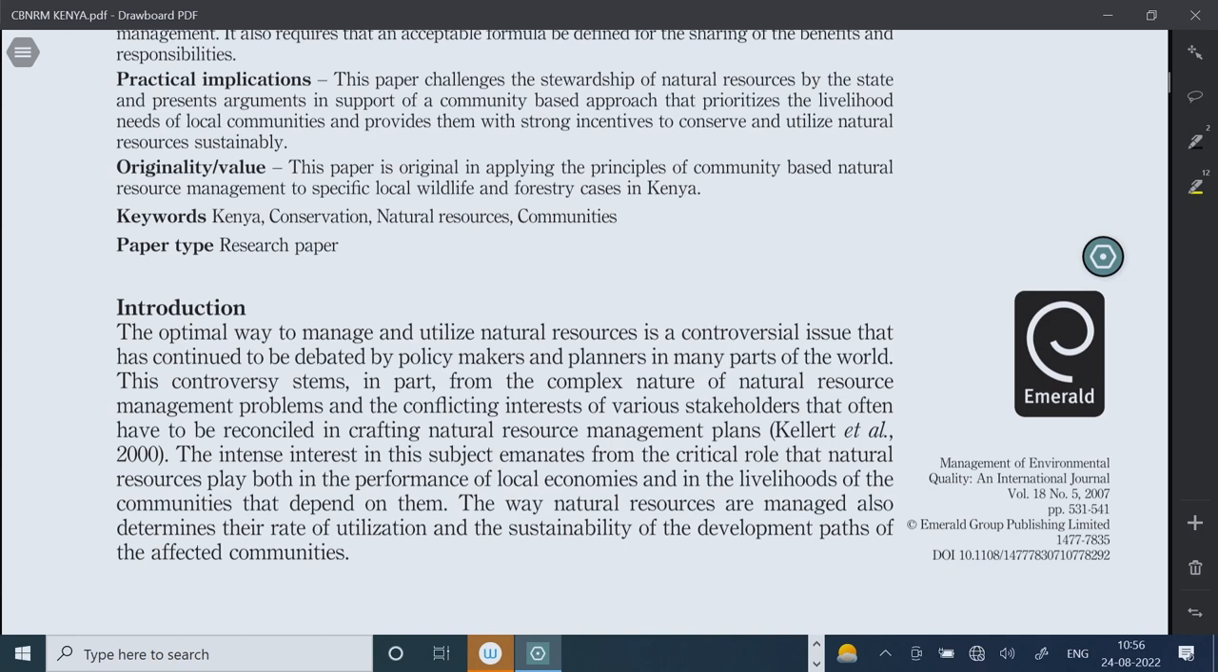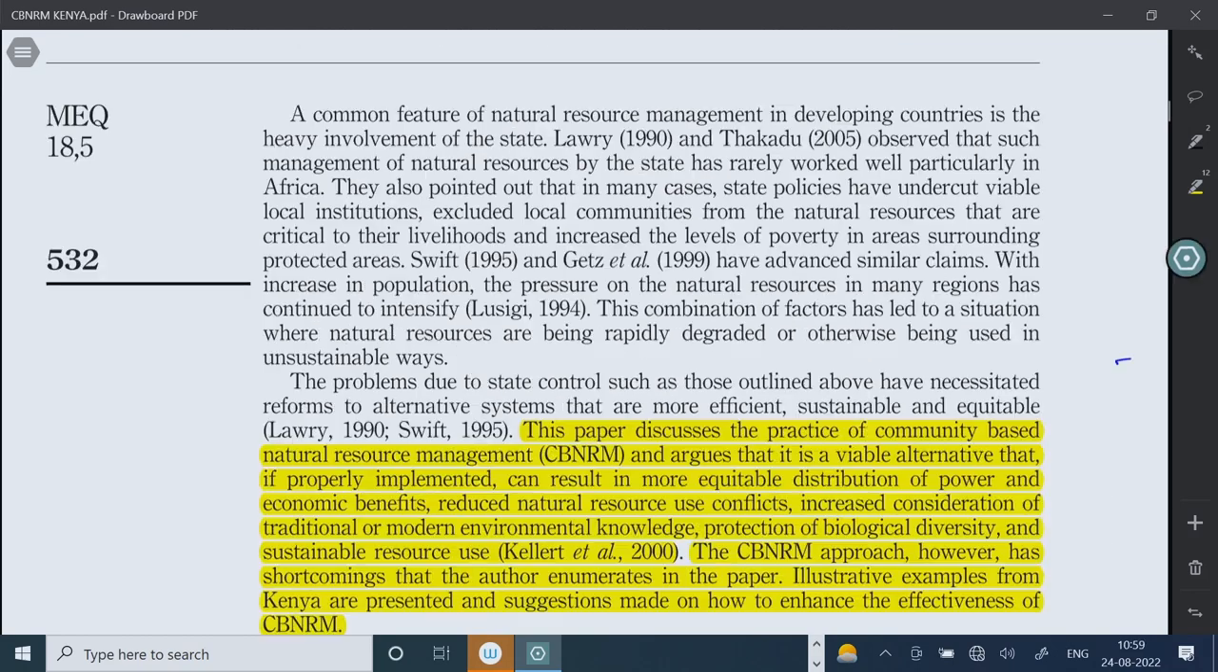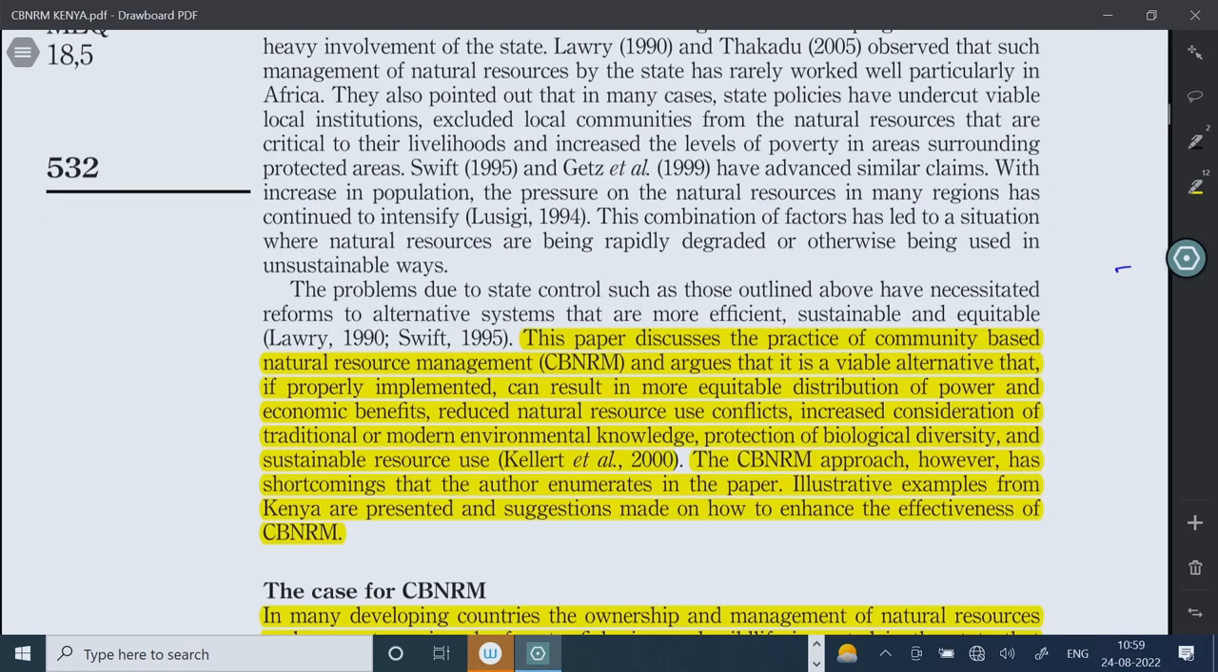Now, with that background, let us see how this particular area provides opportunities for various kinds of community based natural resource management. The optimal way to manage natural resources is a controversial issue, and that has been debated for years together.